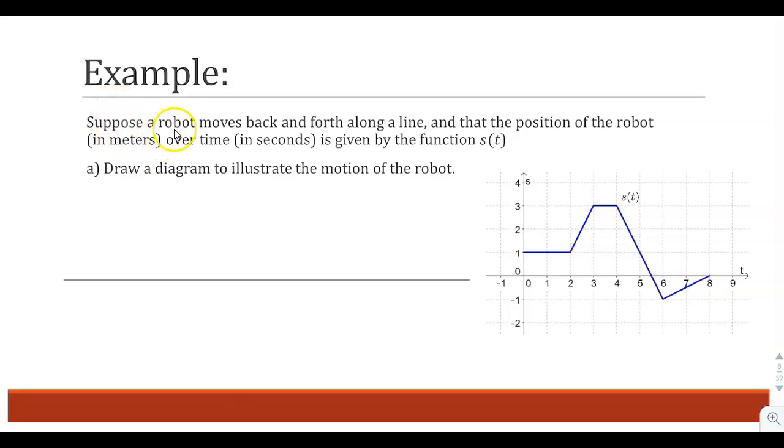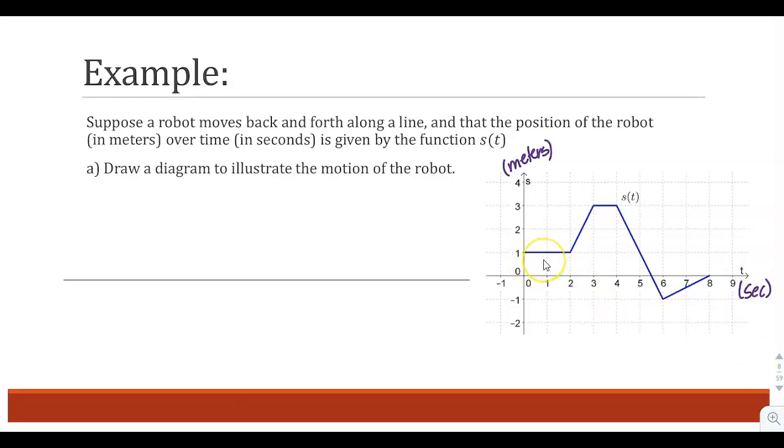In this example, we're going to suppose a robot moves back and forth along a line, and that the position of the robot in meters over time in seconds is given by the function s of t. So we have this position function over here given. And part A is asking us to draw a diagram to illustrate the motion of the robot. So let's come over here and just label the axes with units. So t is time, which we were told is in seconds, and s of t, the position, is given to us in meters.